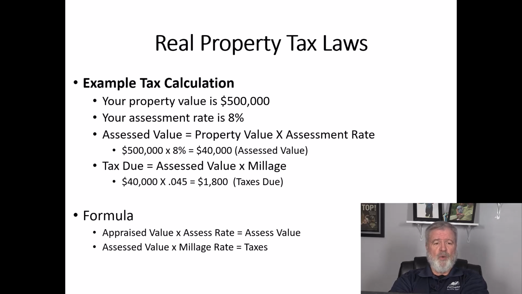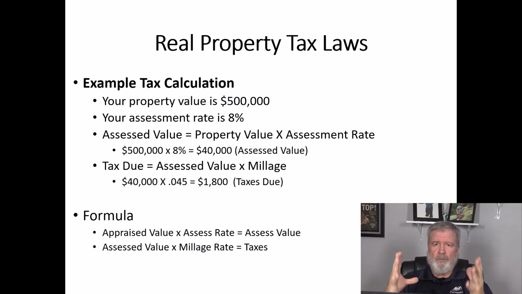All right, so what are we doing here? You see a formula. It says you got to take the property value times the assessment rate, which in this case we know is $500,000. That's the value times the 8% assessment rate. And that gives us the assessed value of $40,000. Now keep in mind, assessed value is not the same as market value. Market value is the $500,000. Okay?